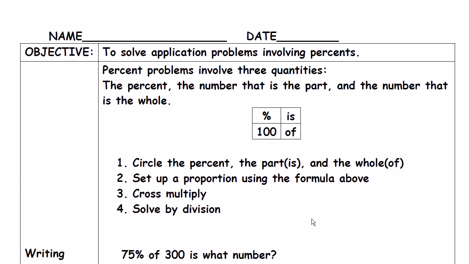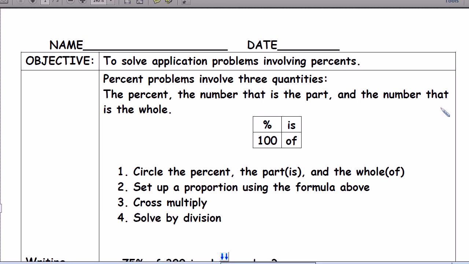Okay, in this video we're going to talk about how to solve application problems involving percents. What you need to remember about this video is that percent is a special number. Remember what percent means? Out of 100. This is always going to be out of 100. So yes, we're going to use the proportion box.